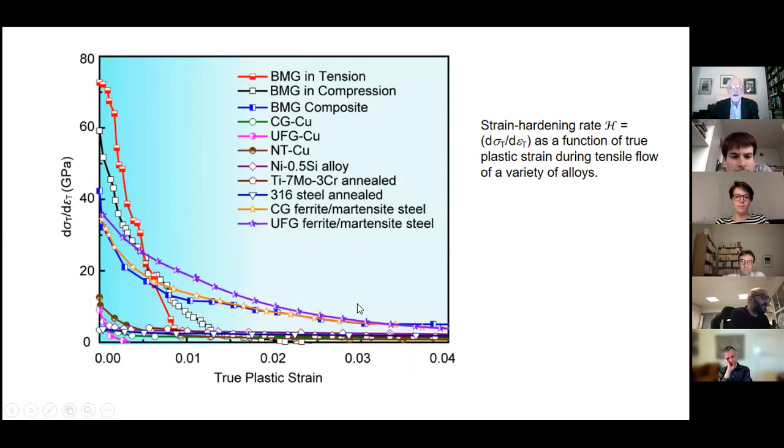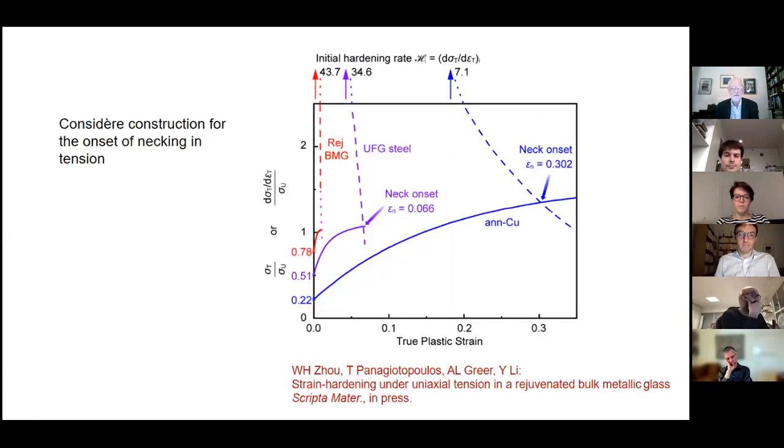You can take a rather exotic crystalline material, ultra fine grained dual phase steel, that shows much higher hardening rates, but again maintained for quite high strains. But by far the most rapid decay of the hardening is the metallic glass in tension. So it has a wonderfully high initial hardening rate, which is probably good news, but it doesn't last for long. It decays very fast, and that's going to be bad news from a mechanical properties point of view.